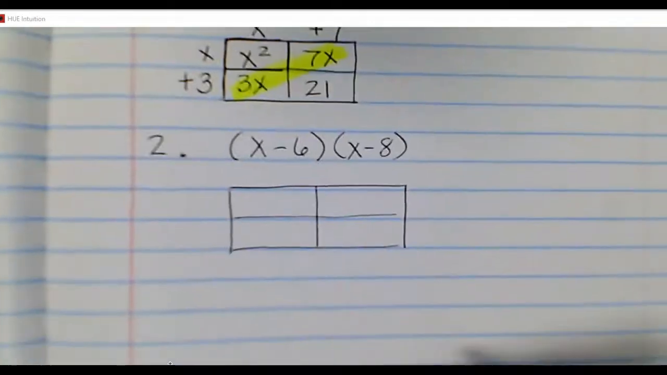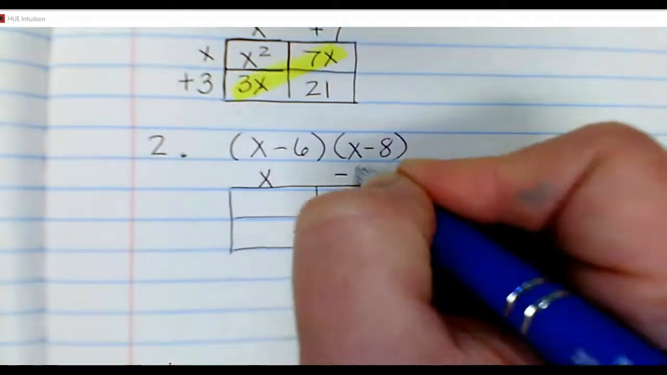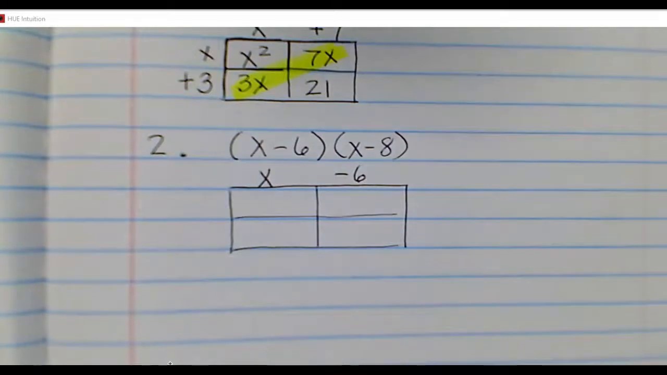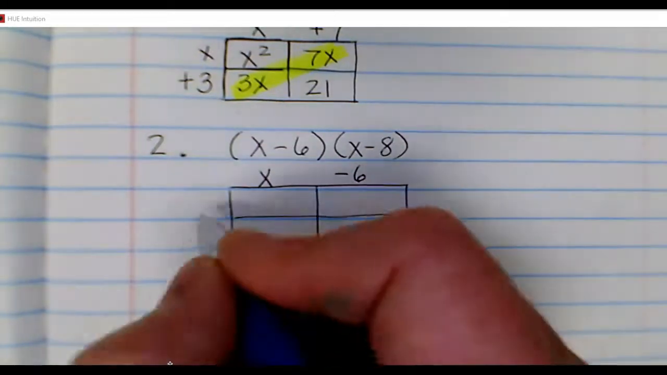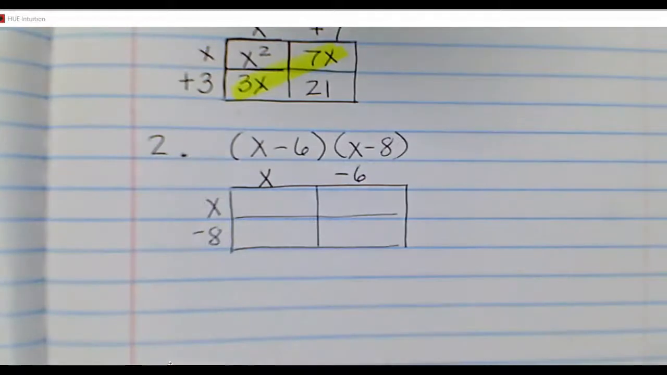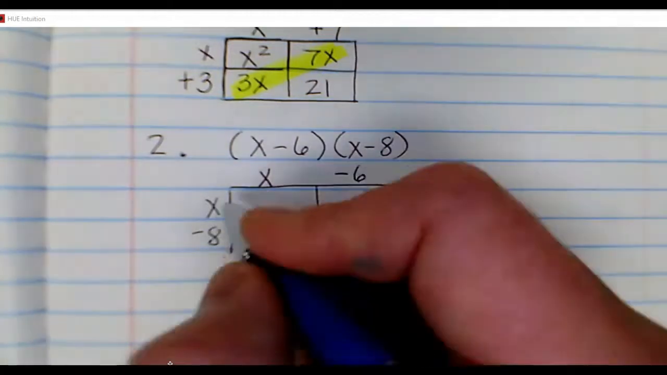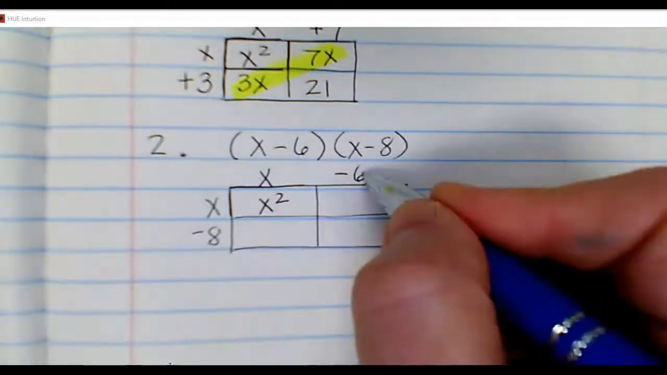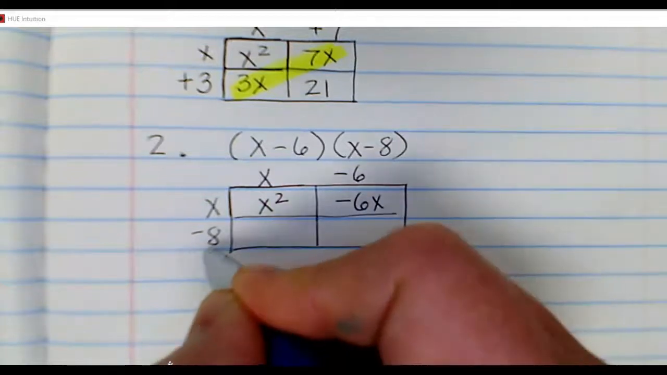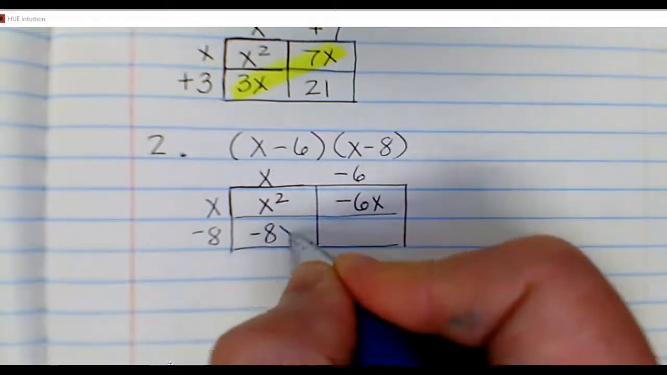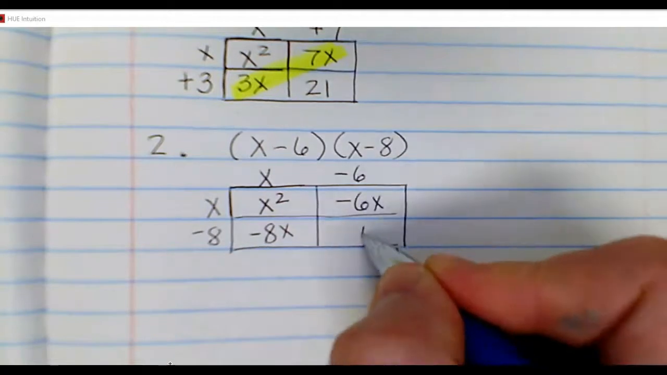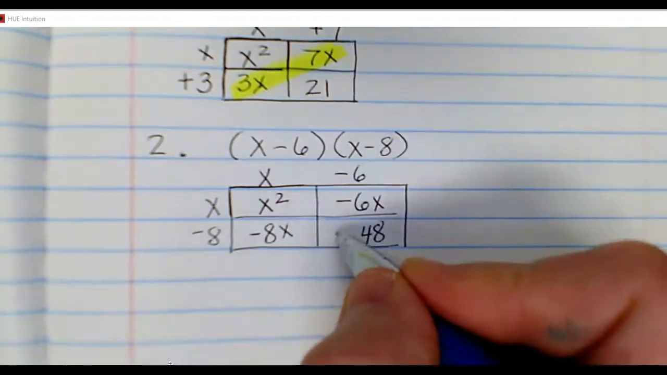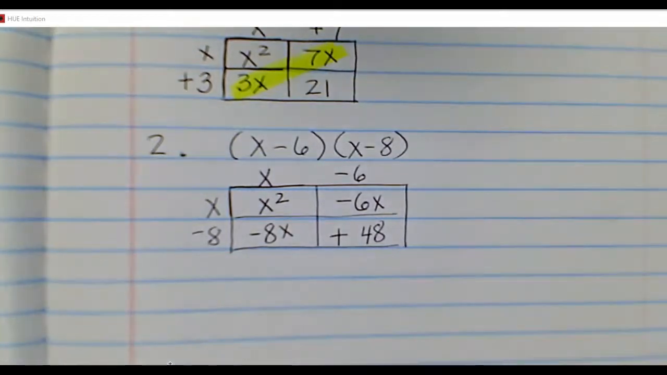So the first binomial is x minus 6. I make my box and I put the first one on top and the second one on the side. By the way, you're multiplying together. The order doesn't matter. You could put either one on top and either one on the side. But I always do it the same way so I don't confuse myself. X times x is x squared. x times negative 6, negative 8 times x. 8 times 6 is 48. Negative times negative makes a positive.